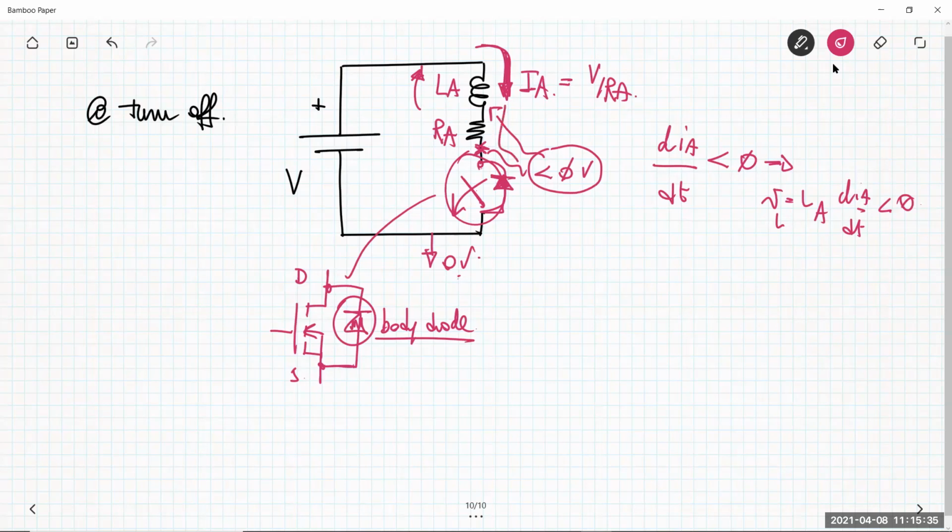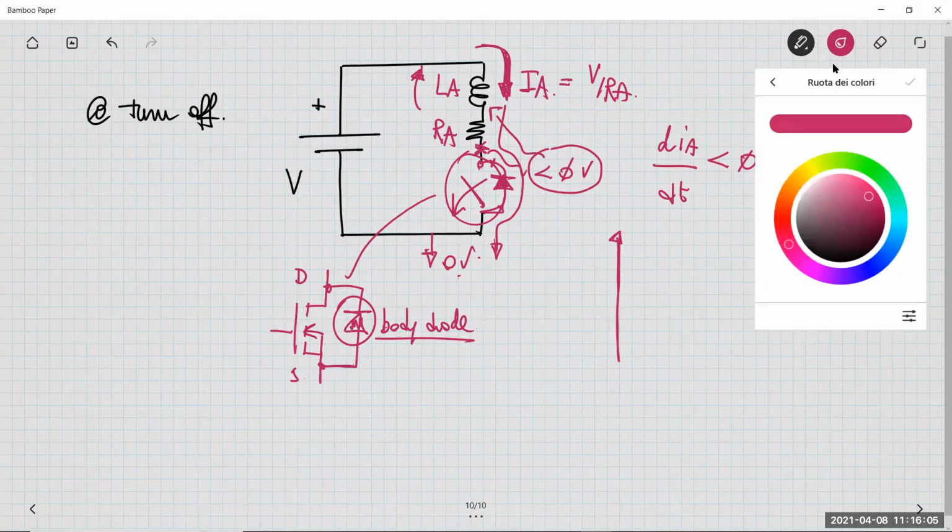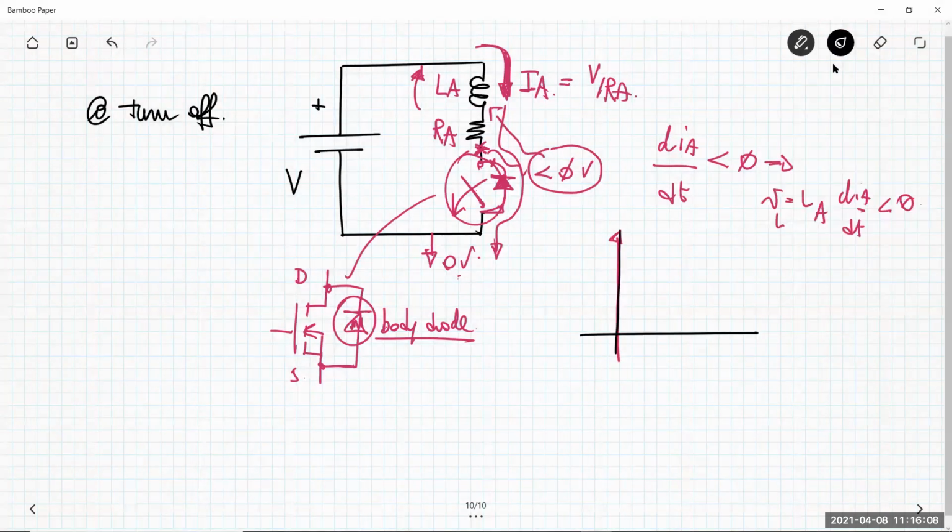So the current flow is here. The MOSFET is off. Okay, the MOSFET is open, but there is the body diode. So the current flow is in this situation. What happens in that situation? The current is flowing in this case, but see what happens: the current flows from, let's say, the cathode to the anode, and so you are in a situation that in a very fast way leads to the breakdown of the MOSFET.